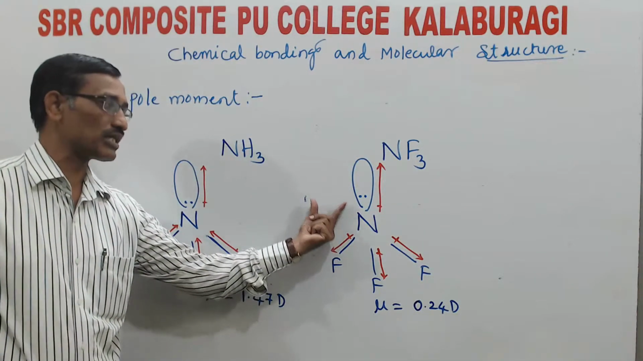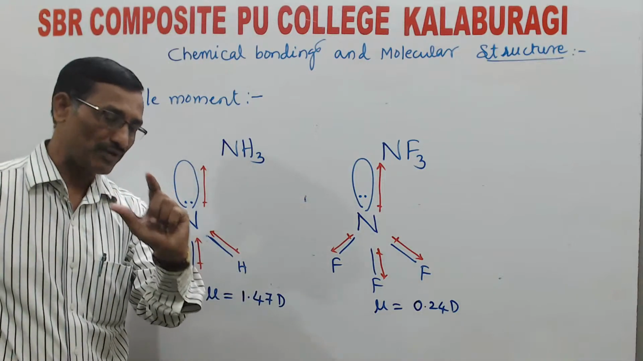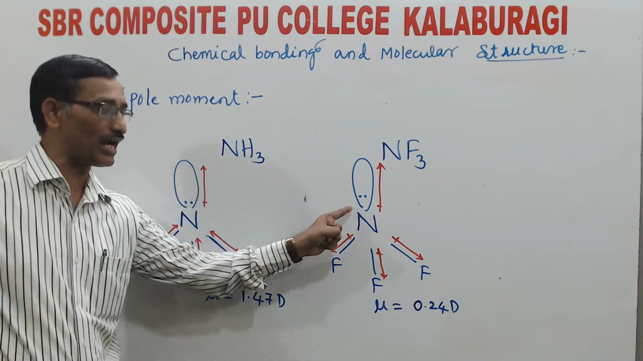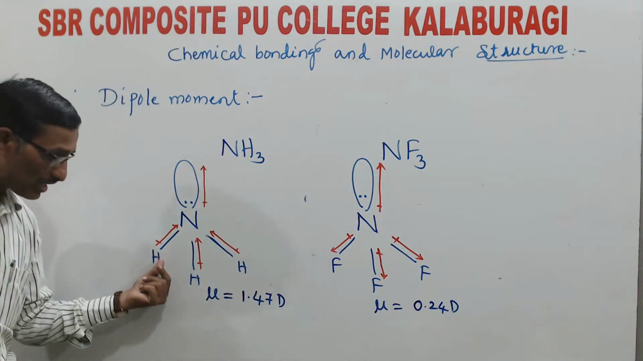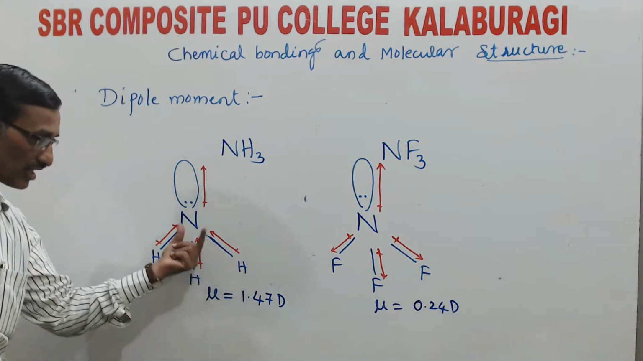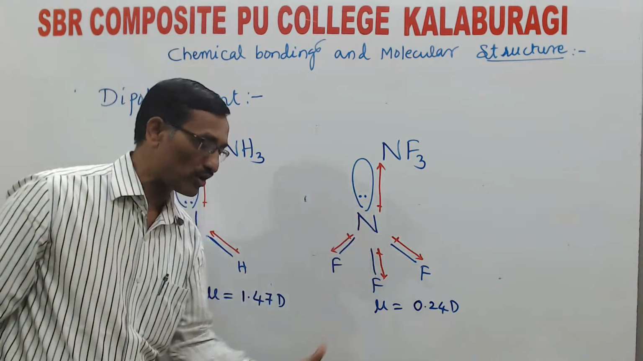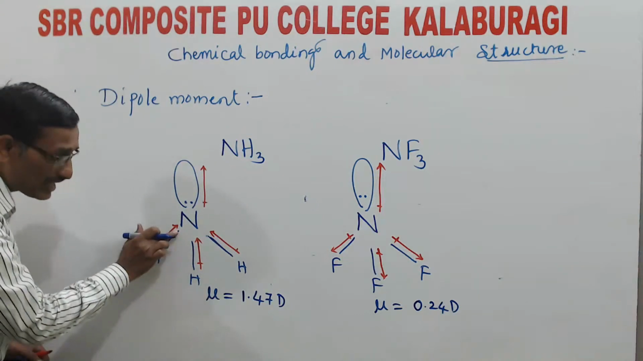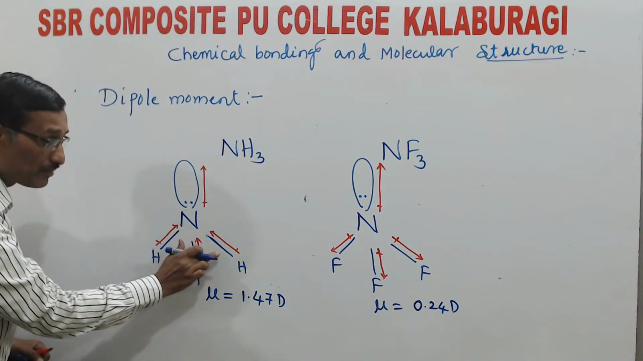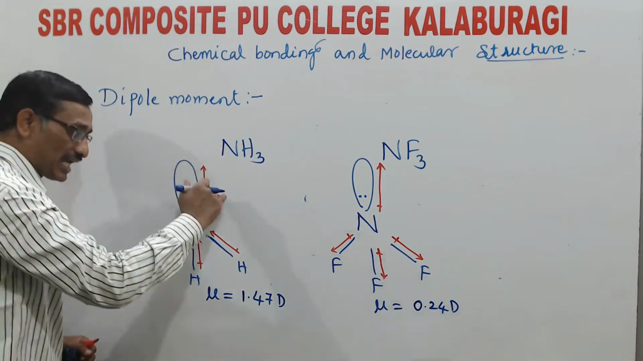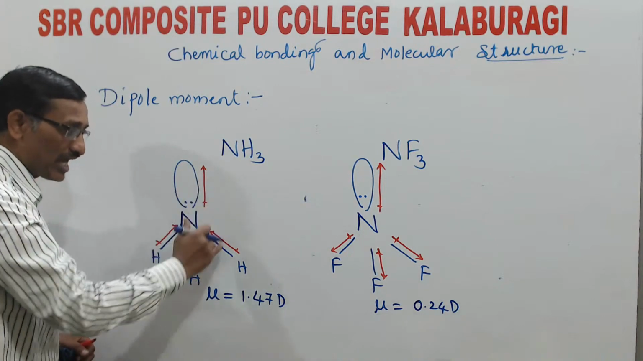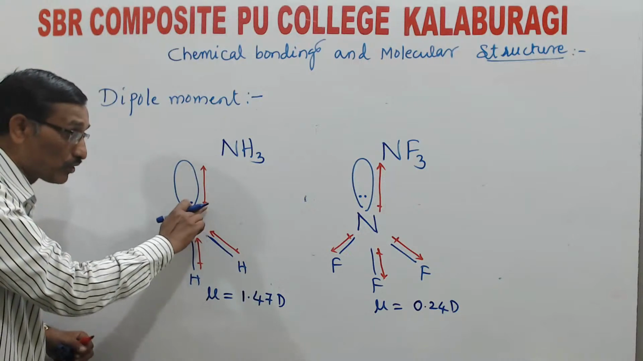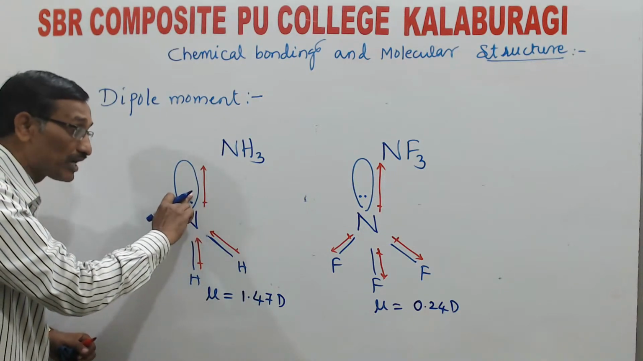Both molecules have one lone pair of electrons at the apex of the nitrogen atom. But here, three hydrogen atoms are bonded to the nitrogen, and there, fluorine atoms are bonded. If you take this one, all three N-H bonds have a resultant dipole moment acting in the direction of the orbital dipole due to the presence of the lone pair of electrons.